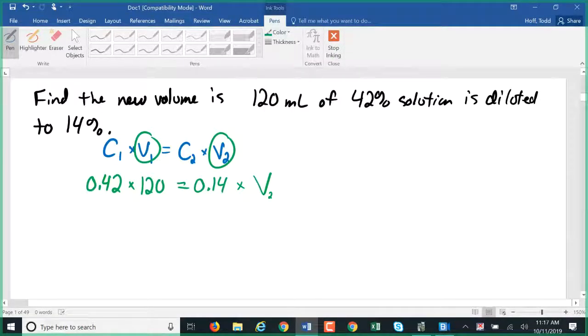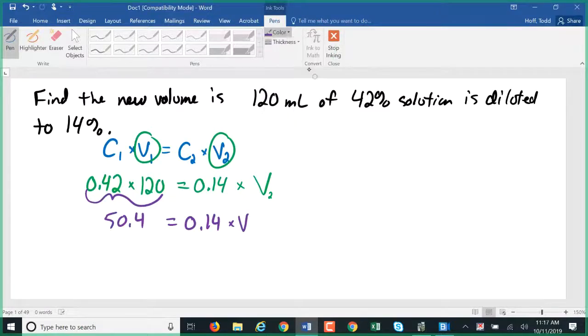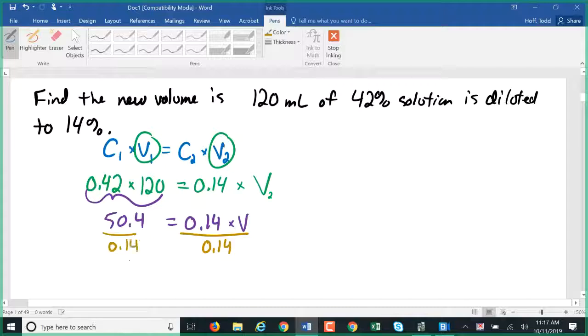So we will combine 0.42 times 120 to get 50.4 equals 0.14 times V. And then, perfect, divide by 0.14, which is going to give us 160 milliliters is that new volume.